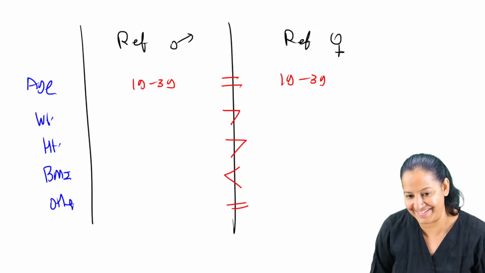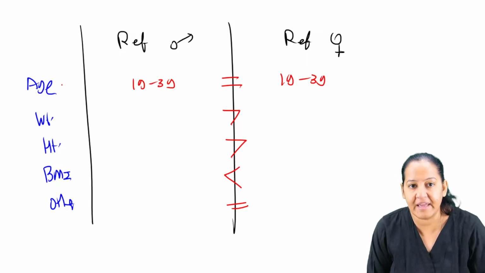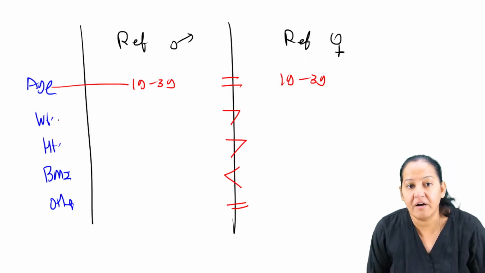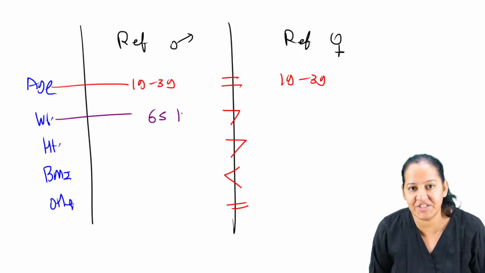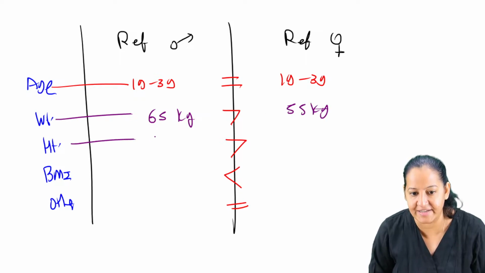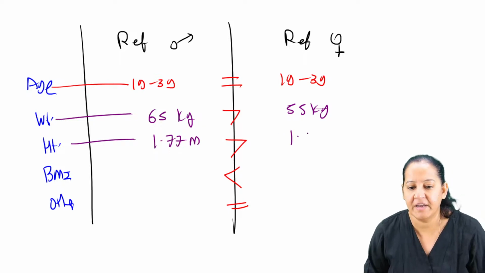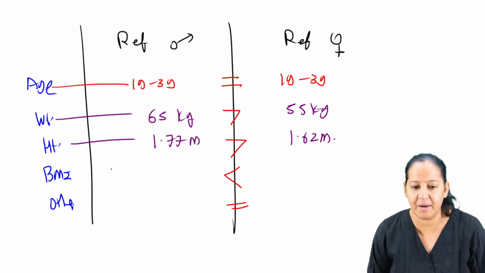19 to 39 years. You can say 20 to 40 also if you wish. Okay. This is regarding the age. Now coming on the weight. Here it is 65 kg. Here it's 55 kg. Okay. Coming on the height, here it's 177 centimeter or 1.77 meter. Here it's 1.62 meters.